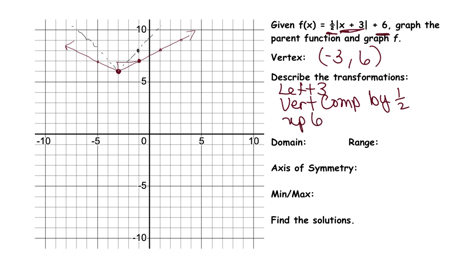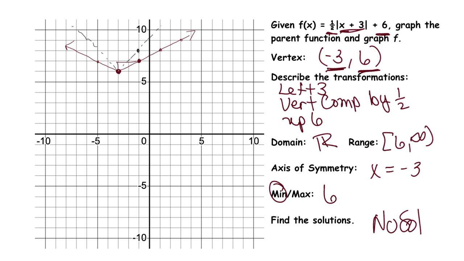Up 6. Domain? Range? 6 included. Good. Notice that 6 is sitting there in our vertex. Axis of symmetry. Notice that's in our vertex. Min or max? How low? 6. Once again, in our axis of symmetry. Solutions. So I'm going to put no solutions. No sol. We okay with that?